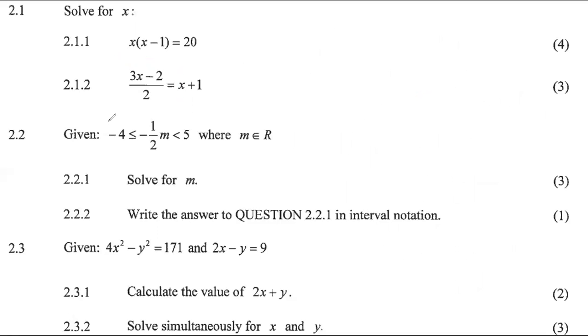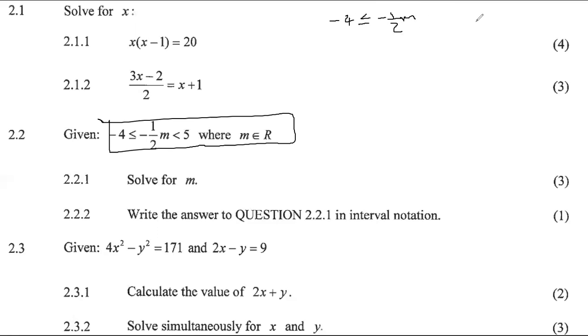Solve for m. Here is an inequality that is given, and we are told m is a real number. So let's see what we can do in this case. You can either do this, you can have minus 4 less than or equal to minus 1 over 2m, right? And solve that alone, and then have this, and solve that alone, okay? Or otherwise, you can just do this and solve it as it is, okay?